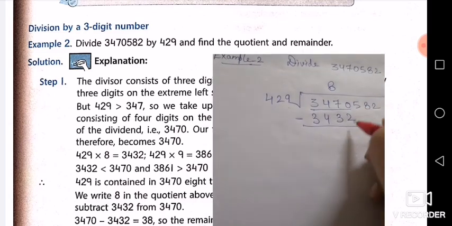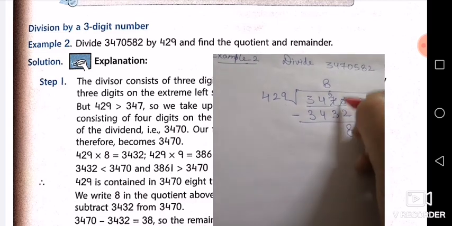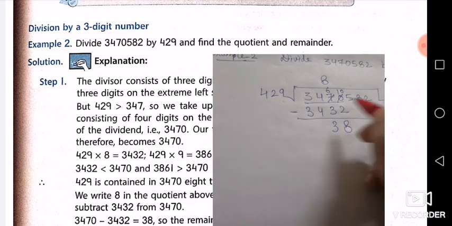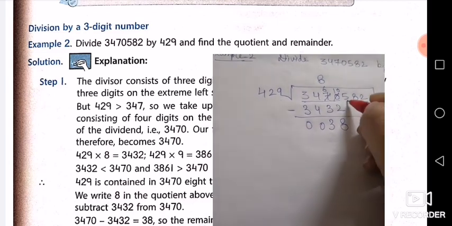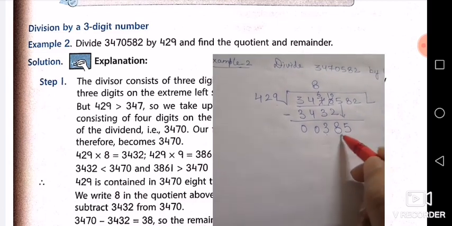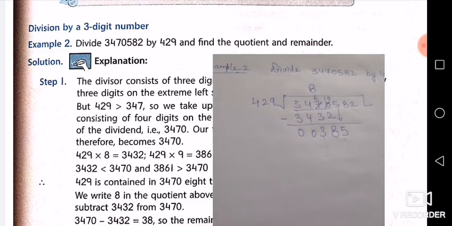Now 10 minus 2, what will we get? 8. This will become 6. 6 minus 3 we will get 3. So here 0 and then 0. Now we'll get 38. If 5 comes down, then we will get 385, which is less than 429. So what will be the next step?